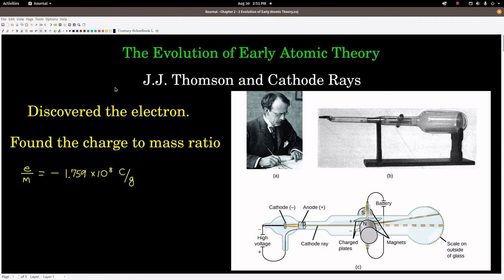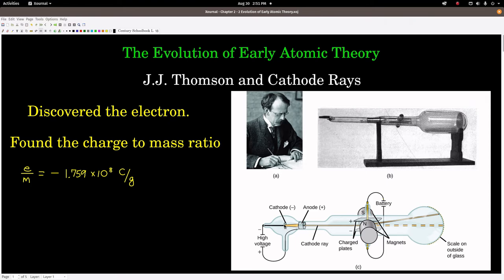So J.J. Thomson used a cathode ray tube. There's a picture of an actual one, but in this schematic you get a better idea of how it works. He attached a high voltage battery to these two metal plates. He applied a negative charge to one and a positive to the other. The anode has a positive, the cathode has a negative. And this piece of metal right here, he tried various pieces of metal and it's important that he ended up getting the same result no matter what metal he used.